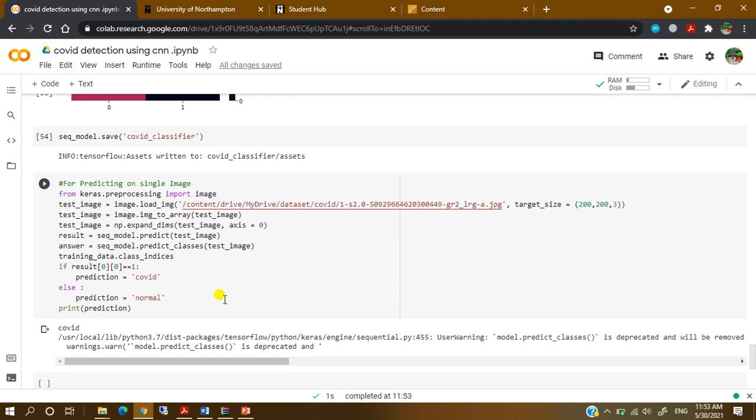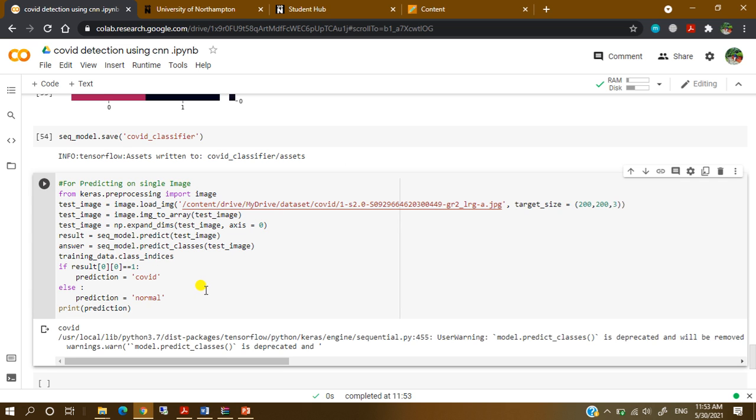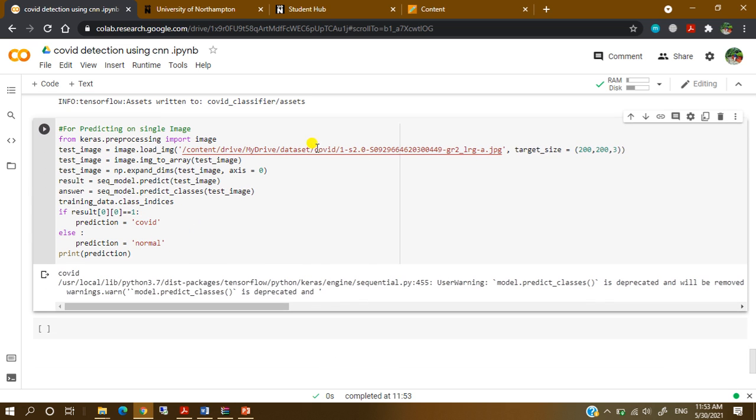Now I'm explaining with a single image for prediction, to see whether this model is working or not. I took one COVID image and I'm running the process. I give a COVID image, and I got the result: COVID. So this is the technology using deep learning with a CNN network to find whether a patient has COVID or not. Thank you so much.